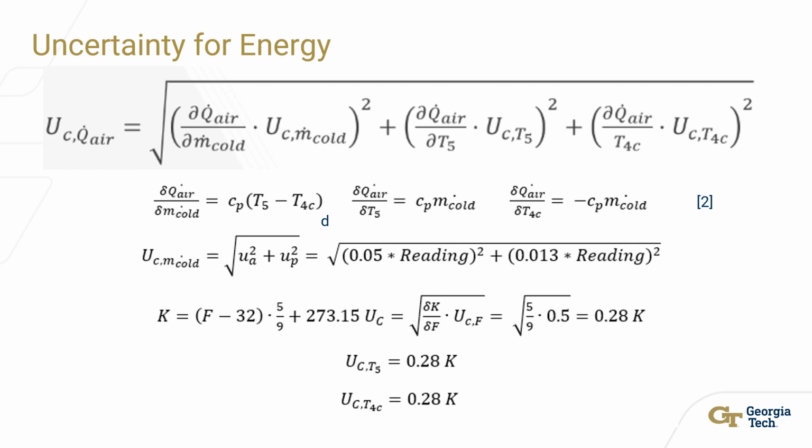Moving on to uncertainty, shown on the screen is the formula used to calculate uncertainty for the energy transferred to the cold air. All of the partials having to do with mass flow rate of the cold side, T5, and T4C can be seen in the second row. The 4 rows below hold the formulas for the uncertainty of the equipment, the flow meters, and the thermocouple. It can be noted that another analysis was done on the second to last row to turn the Fahrenheit uncertainty to Kelvin uncertainty.